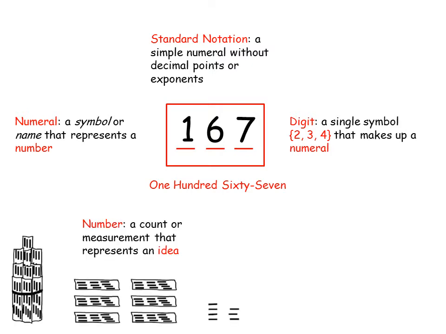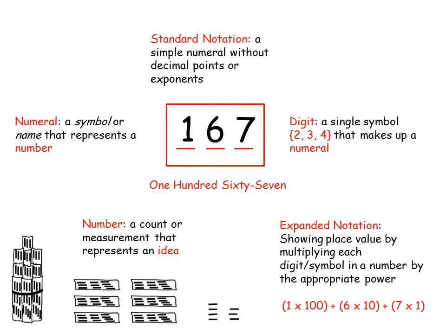That numeral is represented by the number, as you can see in the picture below: one group of 100 toothpicks, 6 groups of 10 toothpicks, and 7 individual loose toothpicks. So the number is the actual count or measurement that represents the idea. We also talked a little bit about expanded notation on Saturday. Expanded notation shows place value by multiplying each digit. So in this case, I have a digit of 1, so that stands for one group of 100, plus 6 groups of 10, plus 7 groups of 1. So that would be the expanded notation.